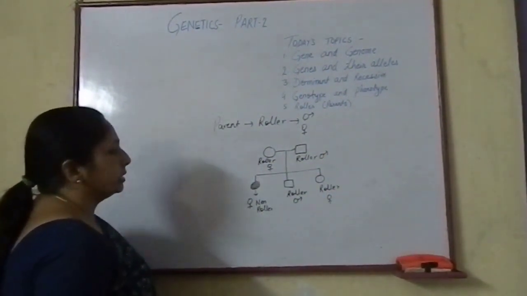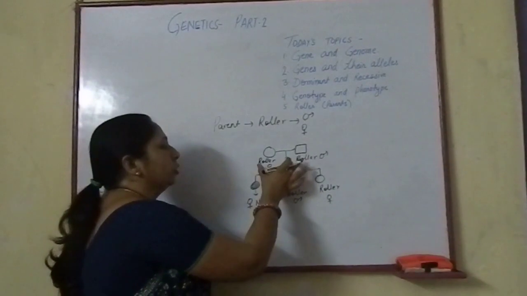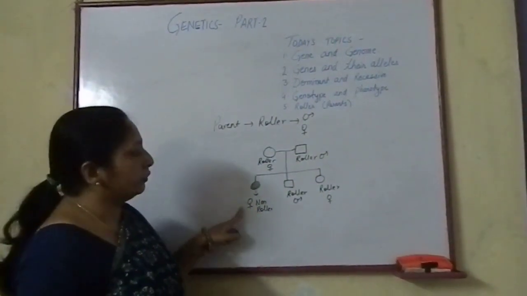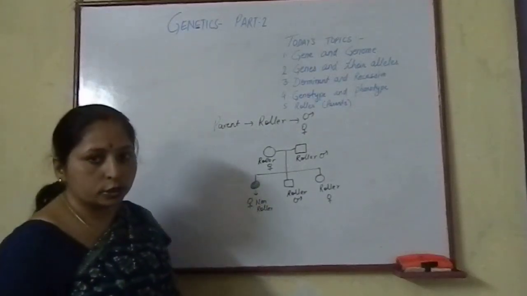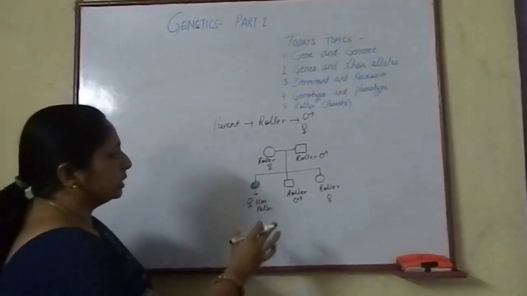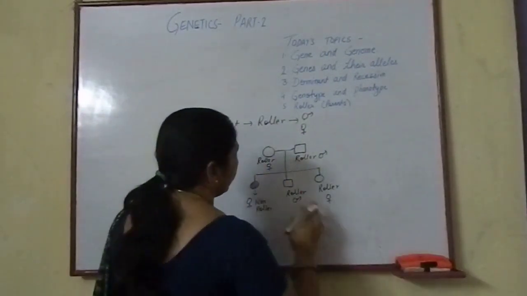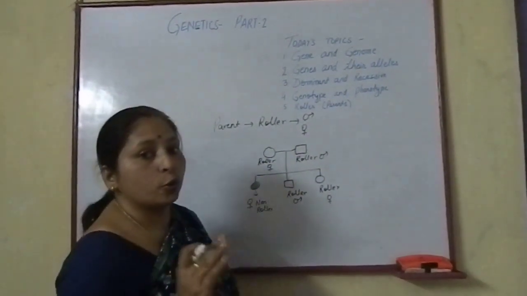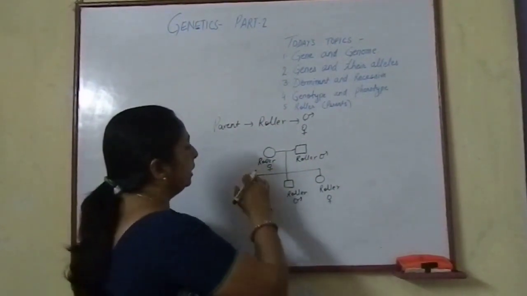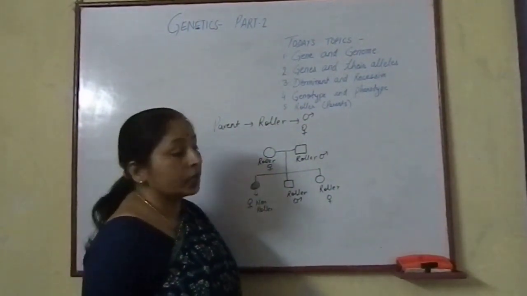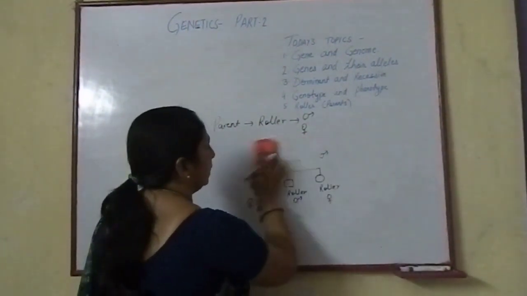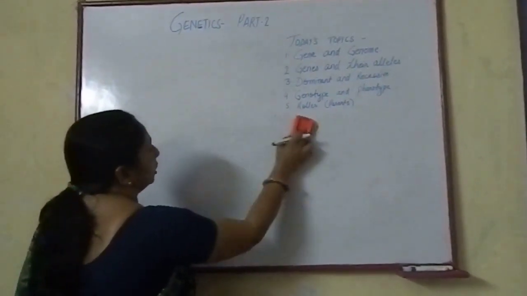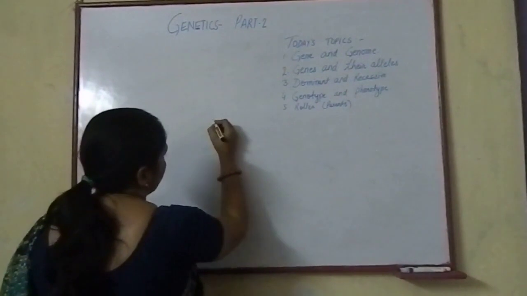Now the question arises: if the parents do not have the character of non-rolling tongue, then from where does this character come to the offspring? For this we'll make a Punnett square. It may be that the female has a heterozygous condition for rolling tongue. Now what is the heterozygous condition? Before making that square, I'll explain the homozygous and heterozygous conditions.